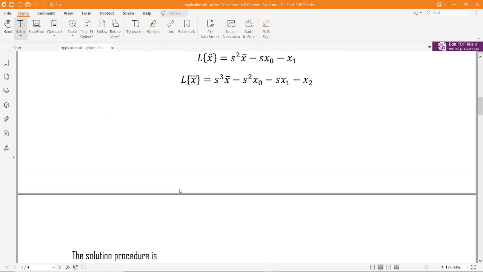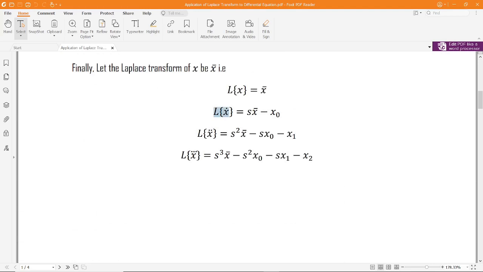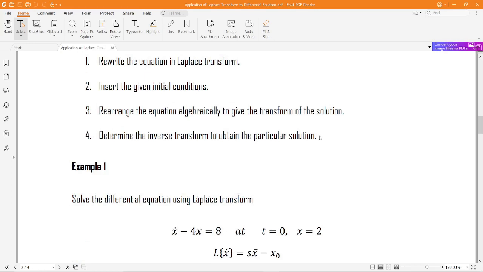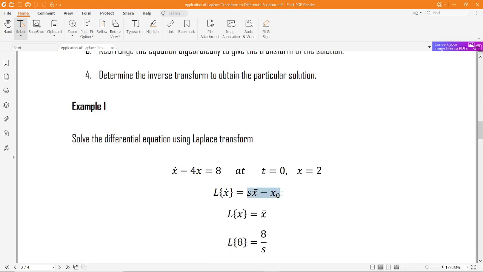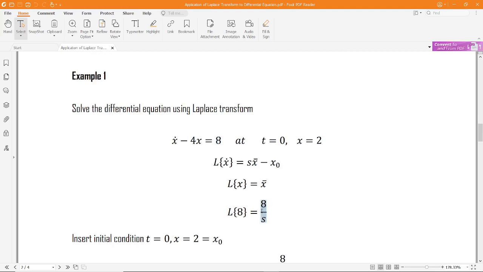And we know that from here, the Laplace transform of our first derivative of x is equivalent to x bar minus x naught. So that means to rewrite this in Laplace form, this x naught will be replaced with this. Now for x, we know that the Laplace transform for x is x bar. So this x here will be replaced by x bar. And from the standard transform, we know that for a constant, the transform is that constant over s. That is what we have here.